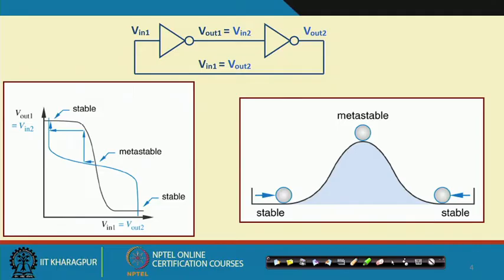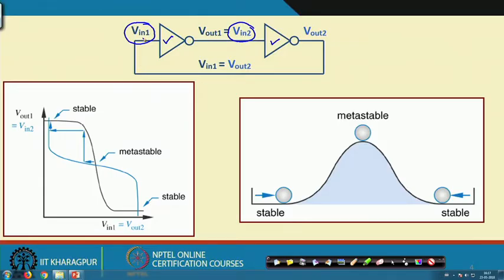Let us look into this cross coupled inverter once more in a little more detail. In the diagram on top we are showing these two NOT gates which are connected in a chain like this. The input is V in 1, the output of this gate is V out 1, which is applied as the input to the next gate which we call V in 2, and the output of this gate, V out 2, is again fed back here and applied as V in 1.